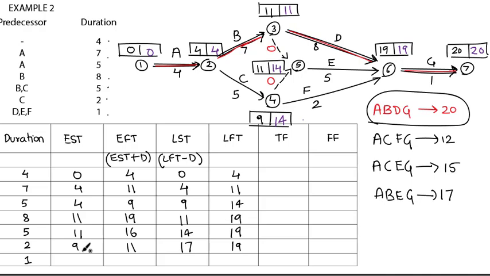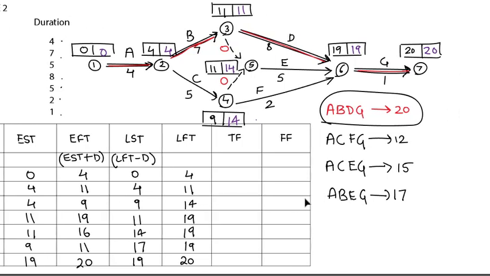Then comes G, the last activity. Earliest start time is 19. 19 plus 1 will give me 20. Latest finish time is 20. 20 minus 1 will give me 19. So for all the activities we jotted down EST, EFT, LST, LFT. Now let's understand float.